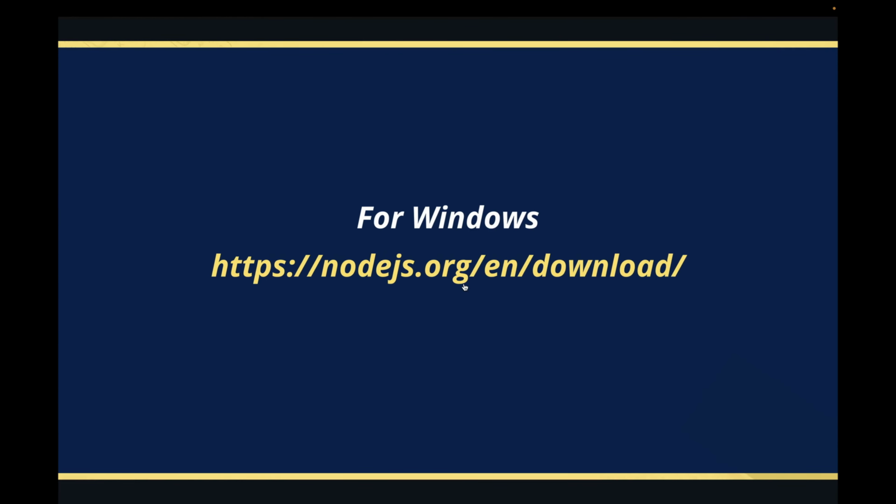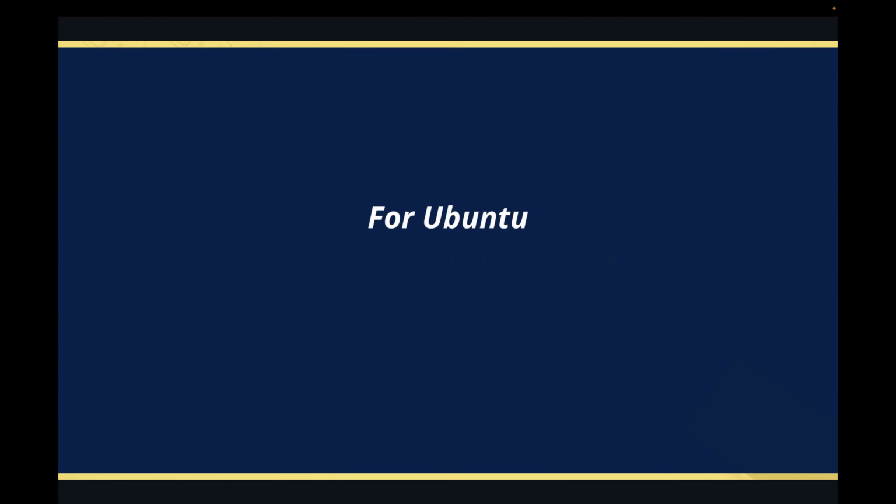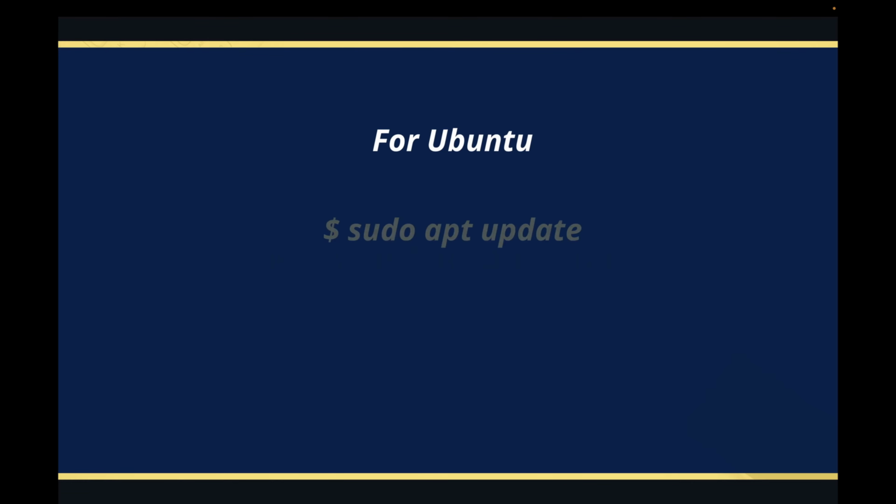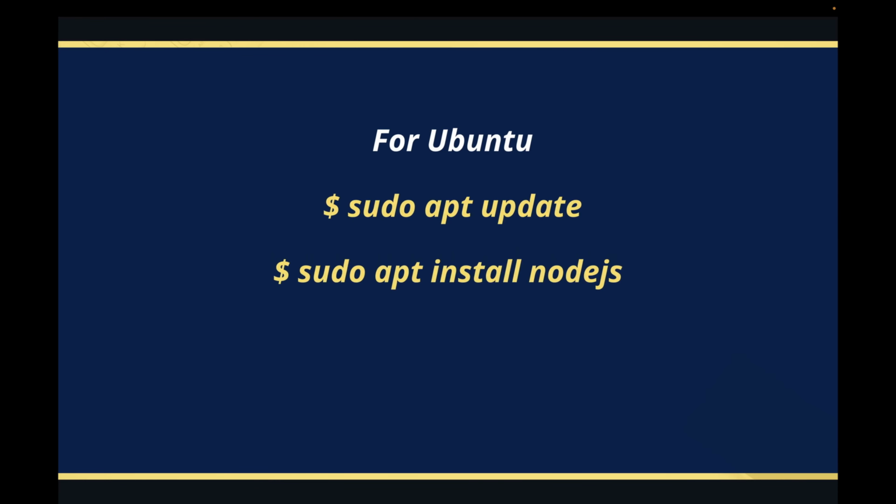Now let's see for Ubuntu. In Ubuntu you have to follow some steps. So first you have to update apt with sudo, and then you have to install node with the following command. Once you have node installed, you have to check its version by typing node -v. And to check the version of npm, you have to type npm -v.